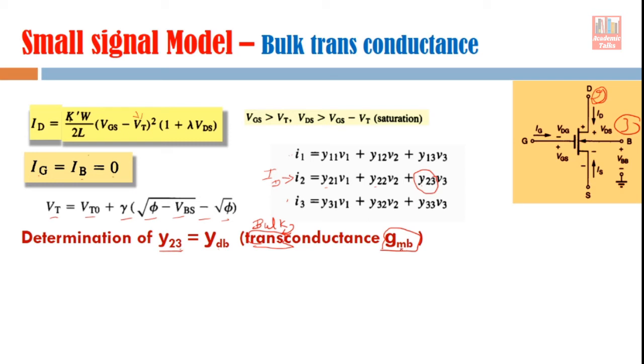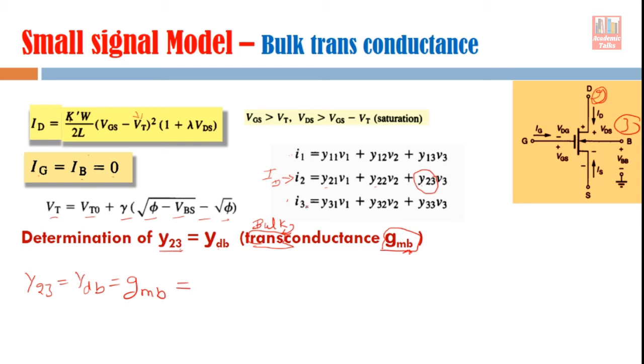GM, you know, it was for transconductance. We are putting B also here. B means it is transconductance but with respect to bulk. We are calling it transconductance because we are finding out the change in the drain current with respect to change in voltage at some other terminal. So when it is with respect to gate, we call it transconductance. When we are doing it with respect to bulk, then it is bulk transconductance. We are writing it as GMB just to differentiate it from GM. Now same thing we will do here, Y23, or you can say YDB, or you can say GMB.